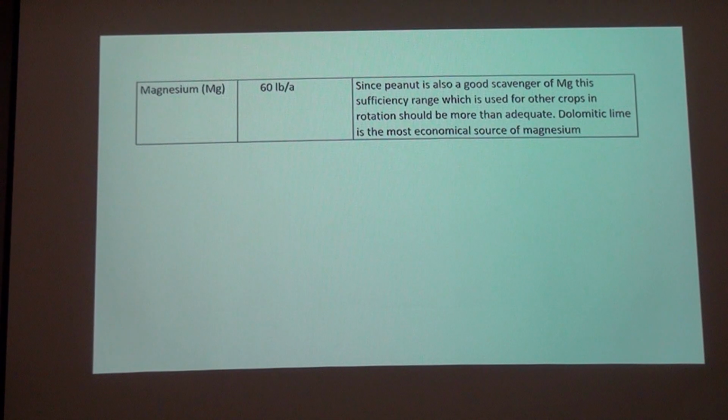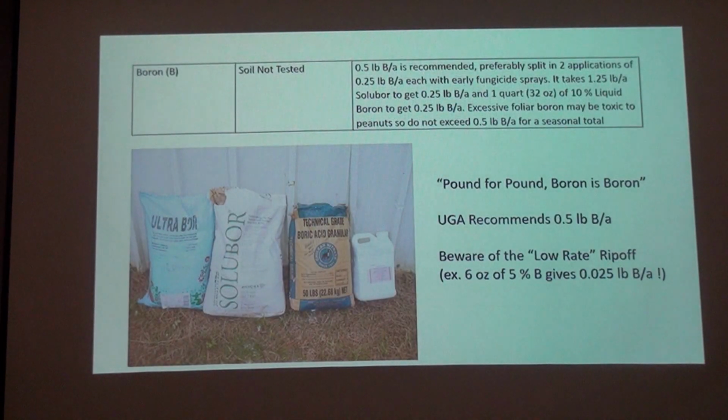Boron's an interesting one. We have a half pound of boron recommendation on not only peanut, but cotton and corn, soybeans also. Our recommendation is a half pound. There's a lot of products out there that have a lot of different things in them, but basically, boron's boron. The only thing I'd say is look out for those real low rates. 6 ounces of a 5% material gives you 0.025.